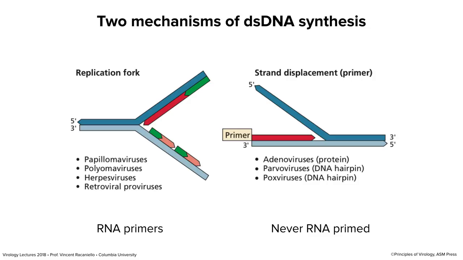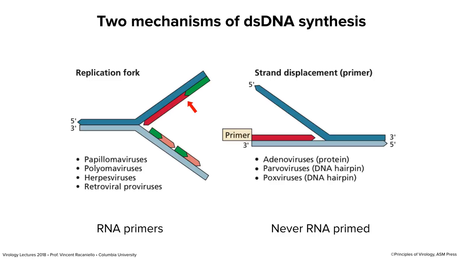So let's look at a replication fork. This happens for papilloma, polyoma, herpes, and retroviral proviruses. Those are integrated in our DNA, so this is what our DNA is doing. Basically, what happens here is you have a fork where the DNA is being replicated on both strands. And so on one strand, it's continuous because you can start with a primer, which is shown in green, and you can keep making DNA continuously.